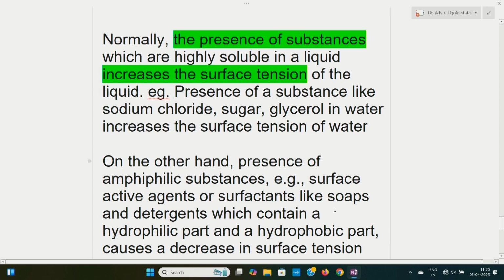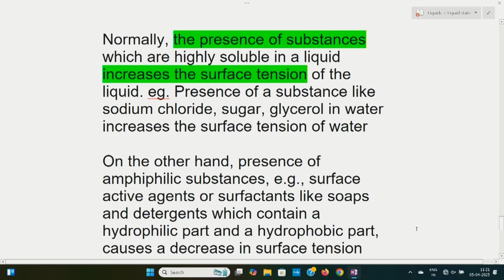Pure substances means if we have some sodium chloride, sugar, glycerol, all those things in water, then the surface tension of water will increase because the intermolecular forces will increase. Here we have sodium chloride, sugar and so on, so the intermolecular attraction, electrostatic interaction also is there. So, the intermolecular attraction increases. If the intermolecular attraction increases, automatically the surface tension will increase.